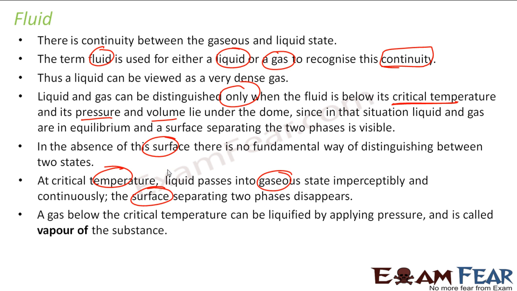And when you are below the critical temperature and you apply pressure, you see that the liquid will come up. The gas will be liquefied. So to liquefy the gas, the first thing required is the critical temperature. The gas has to be below critical temperature, and then you have to apply some pressure to make it liquid. Correct?